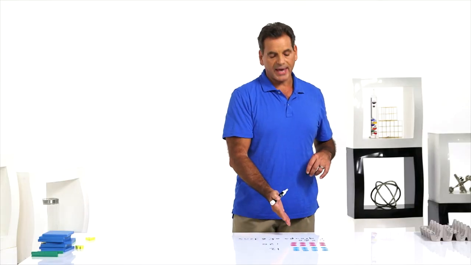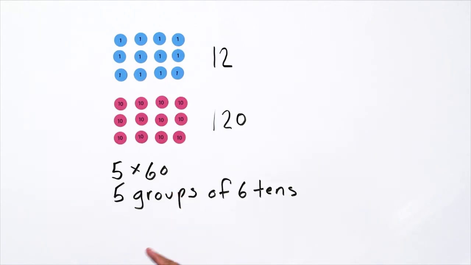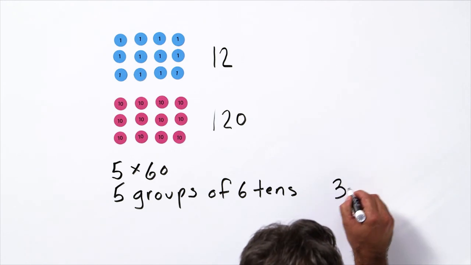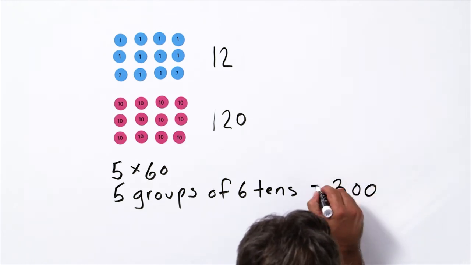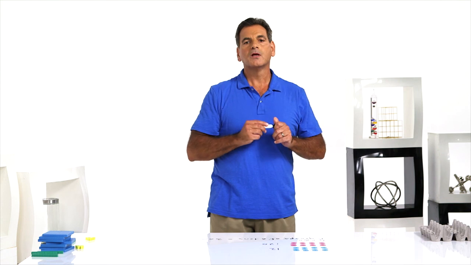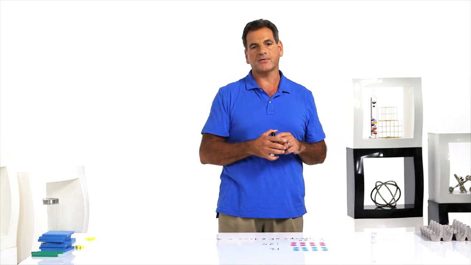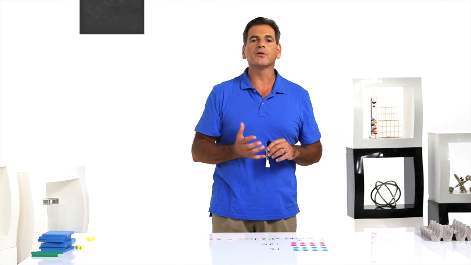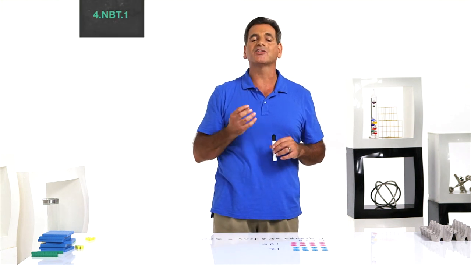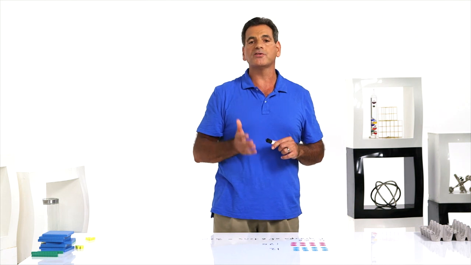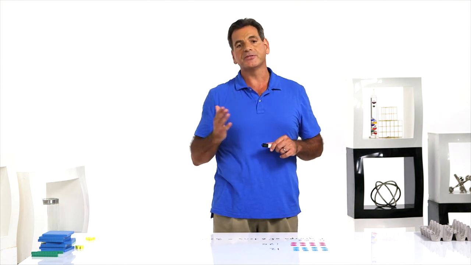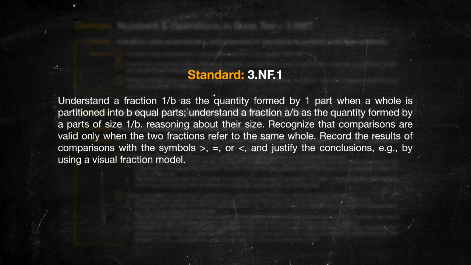Now we can move to this statement. 5 times 60 is 5 groups of 6 tens, which is 30 tens, or 300. The work in this standard helps students see the special property of 10 in the place value system. This will be helpful in 4th grade when they will have to understand and explain why a digit in the ones place is 10 times larger than the digit to its right. Okay, let's look at standard 3 NF 1.